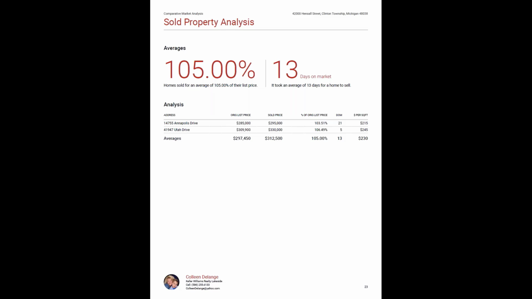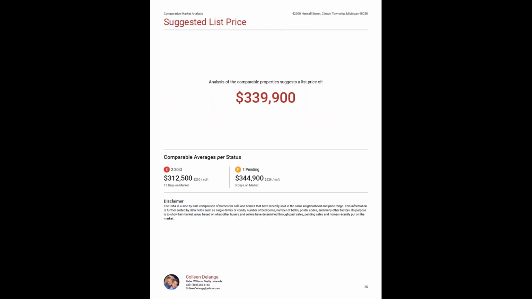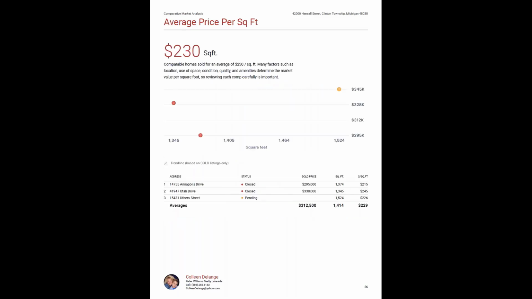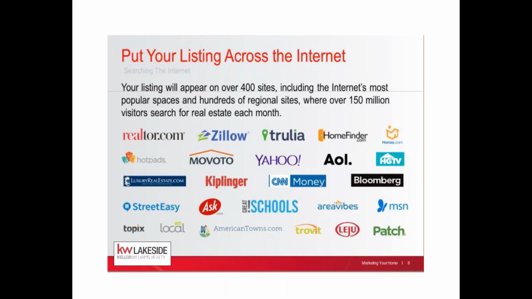But this clearly shows that things were selling for 105% of their list price. 13 days on market was the average, and it does have the breakdown. But again, if you choose not to display that, you can do that as well. Then the analysis, the suggested list price. Again, this is where you can put in your own suggested list price, or you can even put in your own suggested list price range. So maybe you want to do 330 to 340. You can actually do that as well. It does break down the average price per square foot.